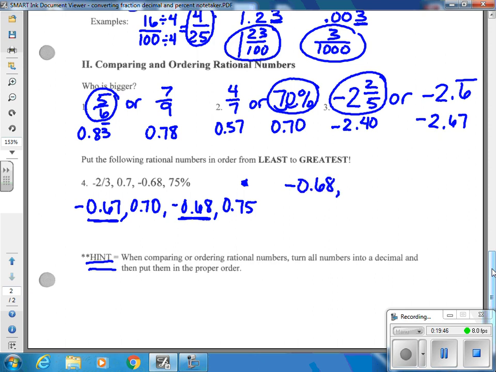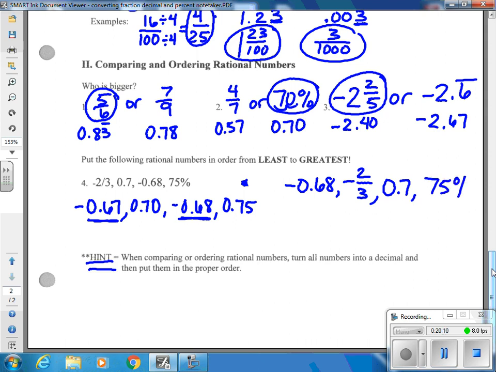Okay, you always write the original number from the problem, even though you changed it. Now, negative 67 cents is the next one, and that goes with negative 2/3. Okay, don't write the decimal, but write the original number that gave it to you. Now, using the positive, 70 cents and 75 cents, we know who's little and who's big with that one. 70 cents is the next one, so that's 0.7. And then the largest number in this list would be 75%.